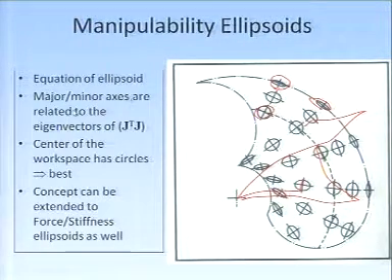Major and minor axes are related to the eigenvectors of J transpose J. If you do not remember much of eigenvectors, do not worry much. The center of the workspace has the best circle. So, this is the workspace zone.